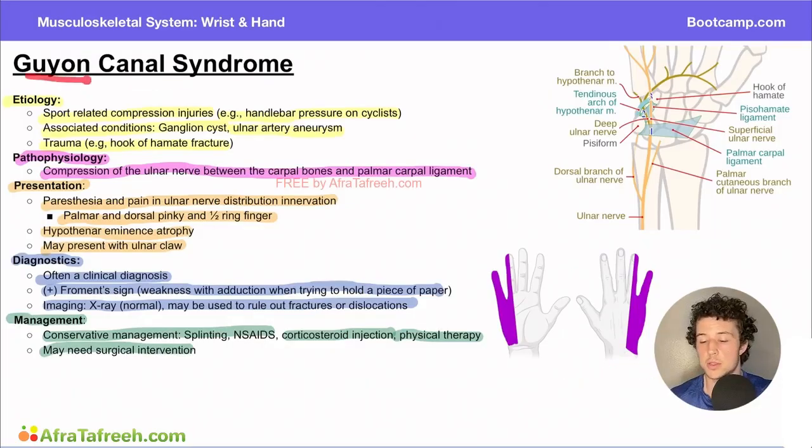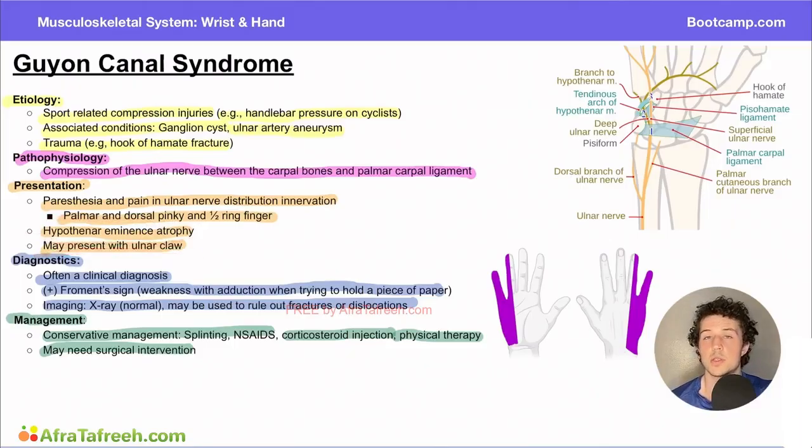So Guyon canal syndrome is very often found in compression injuries, classically the handlebar pressure from cyclists, but can also be compression from a nearby ganglion cyst or an aneurysm of the ulnar artery, or can be from a traumatic hook of hamate fracture. Recall that the ulnar nerve is not held by the carpal tunnel, but instead by the palmar carpal ligament. These patients may present with paresthesia and pain in the ulnar nerve distribution and may have weakened muscles, which may show with hypothenar eminence atrophy or weakened grip, and may even present with ulnar claw.